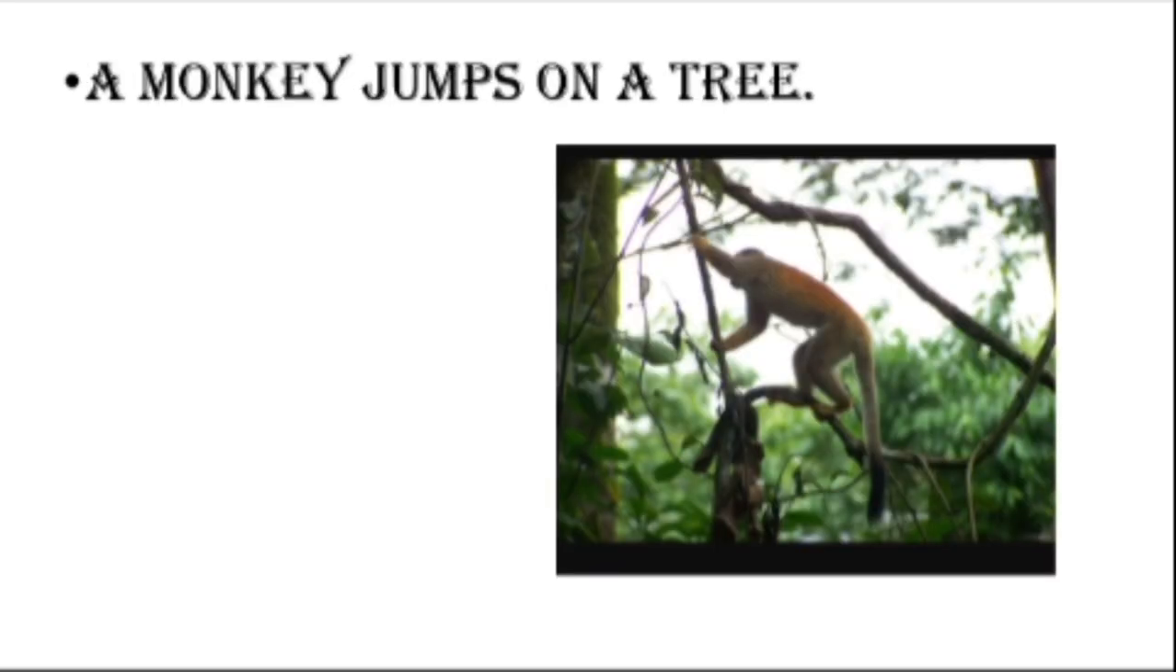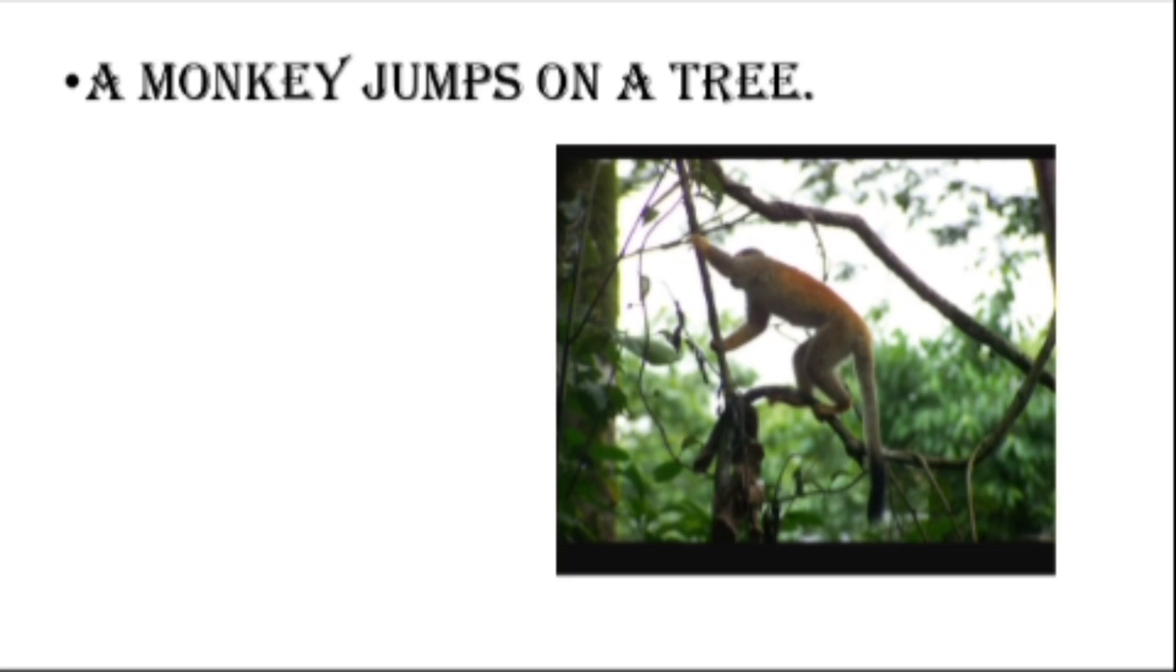Next example. A monkey jumps on a tree. Now if you ask a question, who jumps on a tree? A monkey. So a monkey is the subject. And about the monkey, what are you saying? Jumps on a tree. So jumps on a tree is the predicate. So students, I think now you are clear about what is subject and what is predicate. So by this, we have come to an end of this lesson.